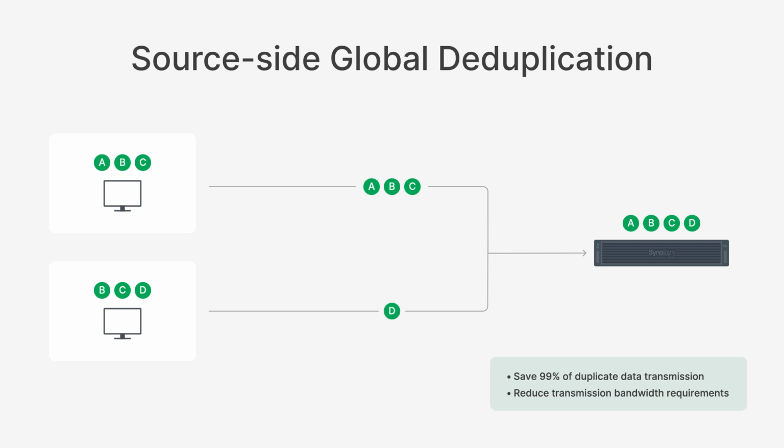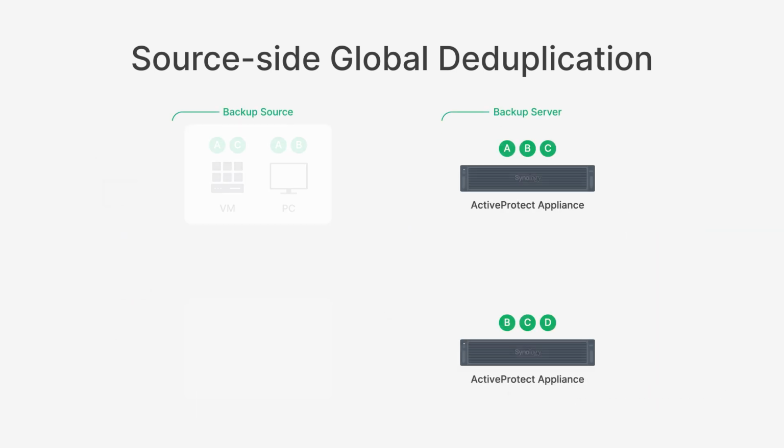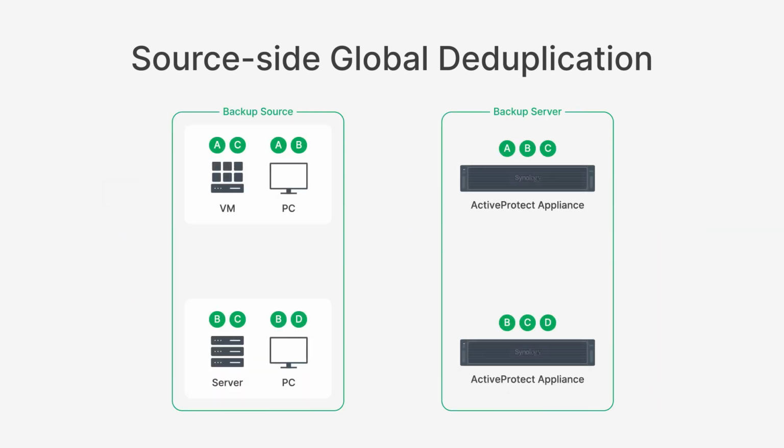Let's zoom out now and take a look at what source-side and cross-site deduplication looks like whenever you have ActiveProtect Manager at each stage of your backup strategy. We've already taken a look at when your data is moving from your source to your primary backup server for that first backup. That's going to give you around 2 times faster backup speeds and 2 times faster restore speeds, while also reducing up to 99% of duplicate data transmission.